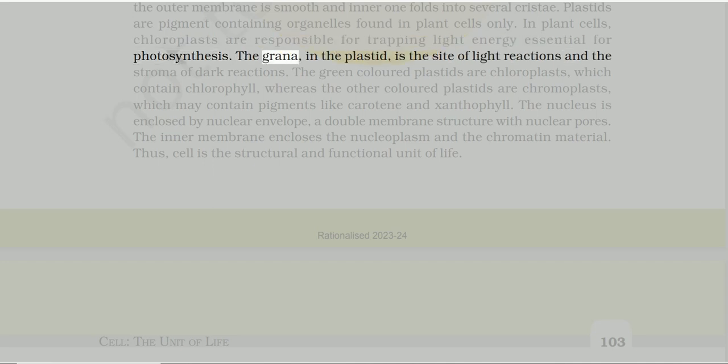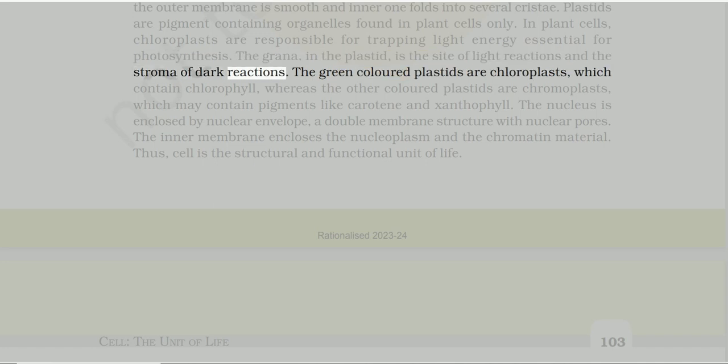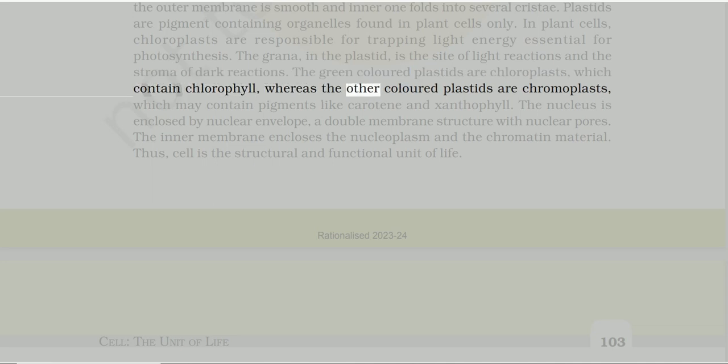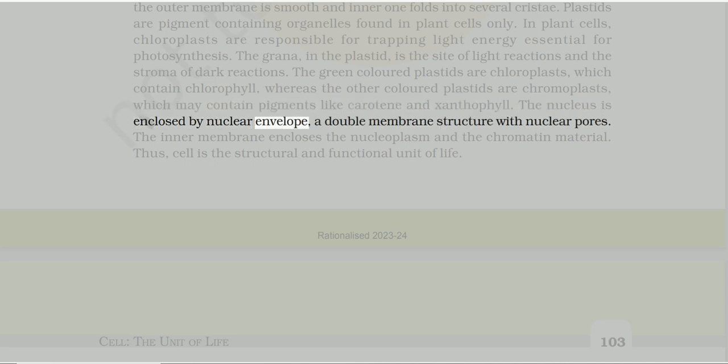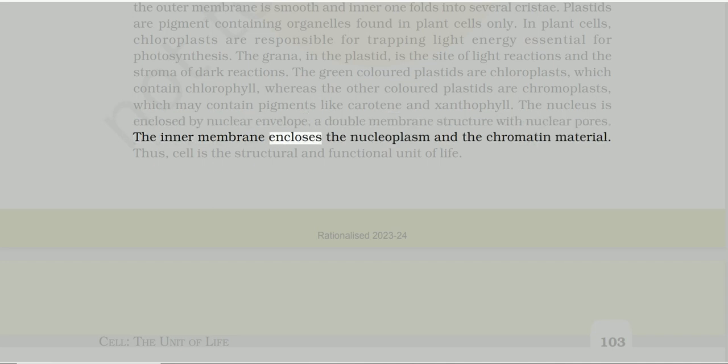The grana, in the plastid, is the site of light reactions and the stroma of dark reactions. The green-colored plastids are chloroplasts, which contain chlorophyll, whereas the other colored plastids are chromoplasts, which may contain pigments like carotene and xanthophyll. The nucleus is enclosed by the nuclear envelope, a double membrane structure with nuclear pores. The inner membrane encloses the nucleoplasm and the chromatin material. Thus, cell is the structural and functional unit of life.